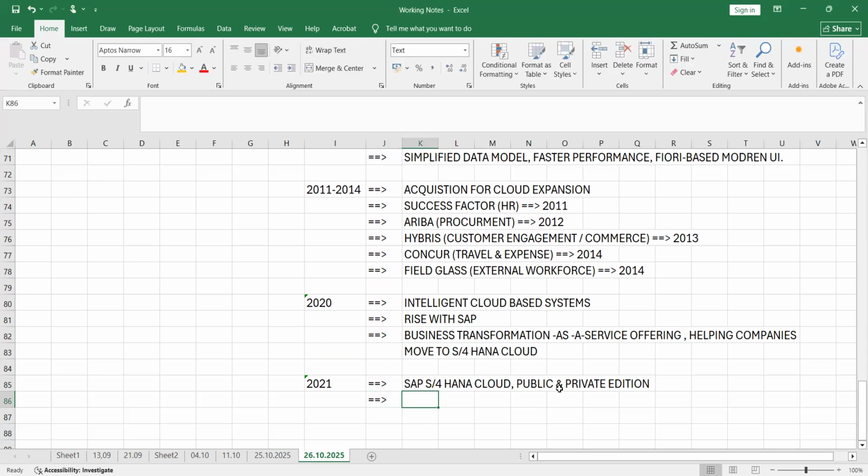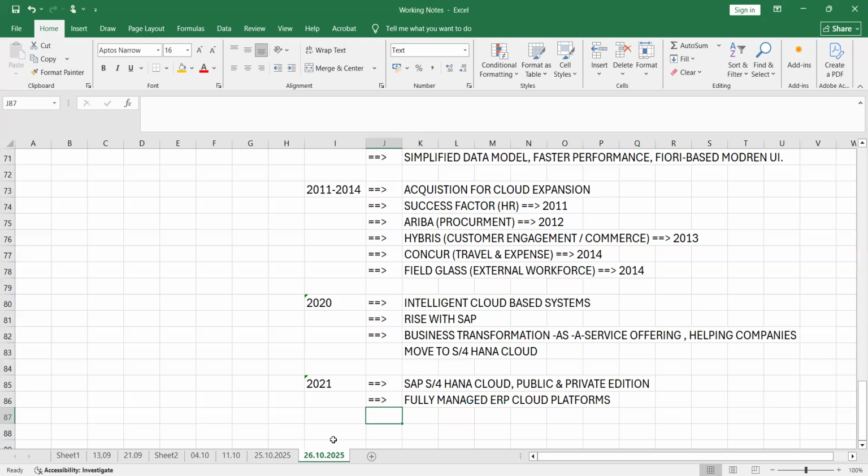The private edition would be a fully managed cloud, managed ERP, on cloud platforms. I'll tell you what cloud and all of that means. This is the phase we are in now.